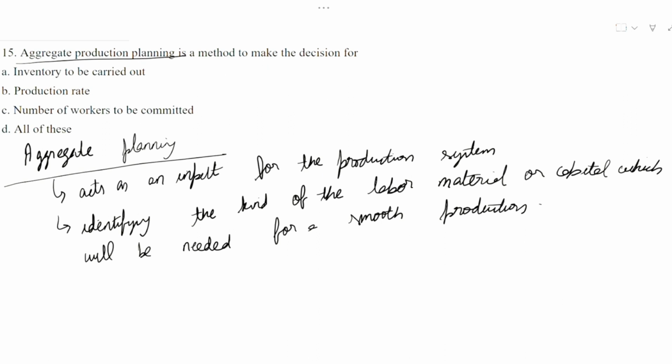So the planning of the quantity and timing when the different subcomponents will be needed is identified. It also considers what demand is there, what is the fluctuation in demand, and how this fluctuation in demand will be met through labor adjustments or through the inventory. Such kind of planning helps in minimizing the cost. So overall, this acts as an input for the production system. It involves all these parameters: inventory, production rate, number of workers to be committed.